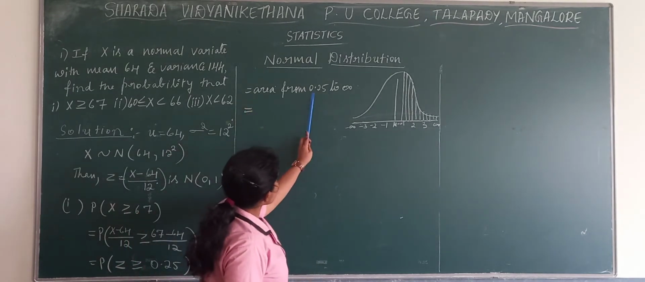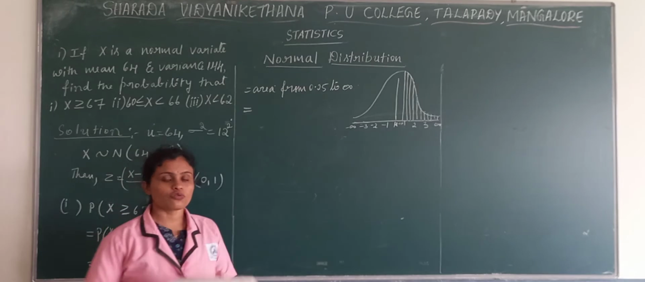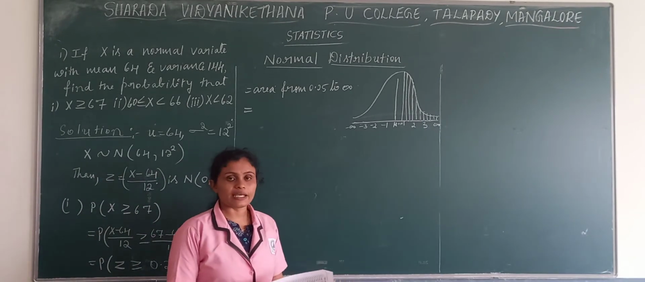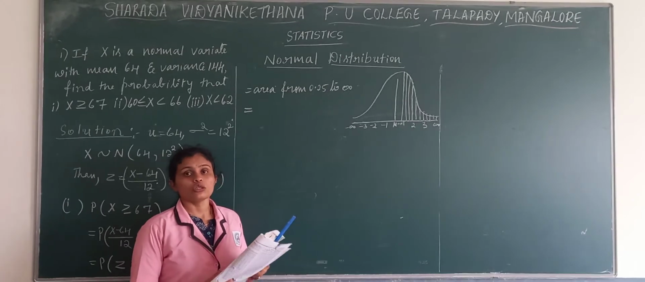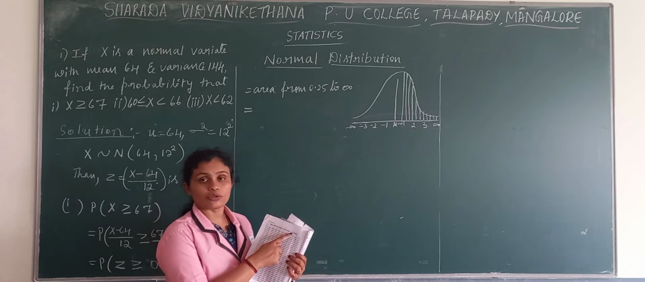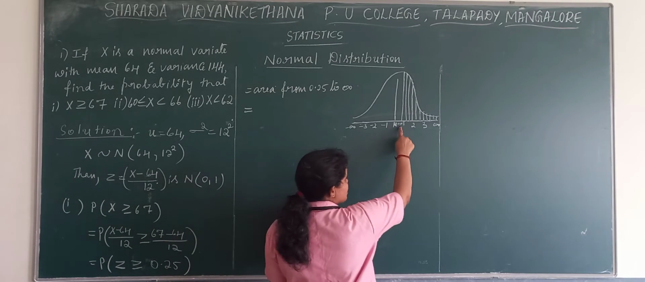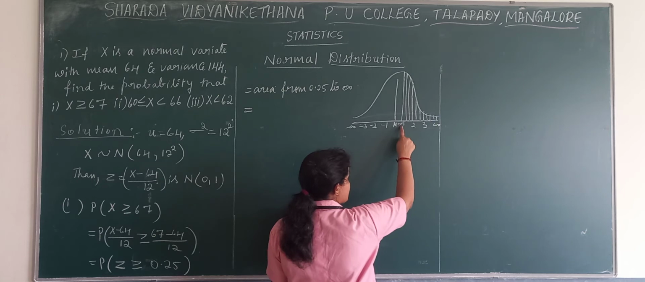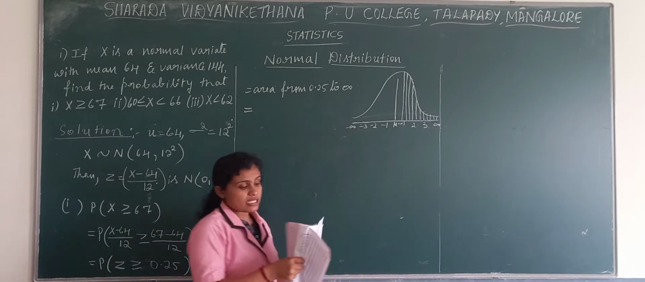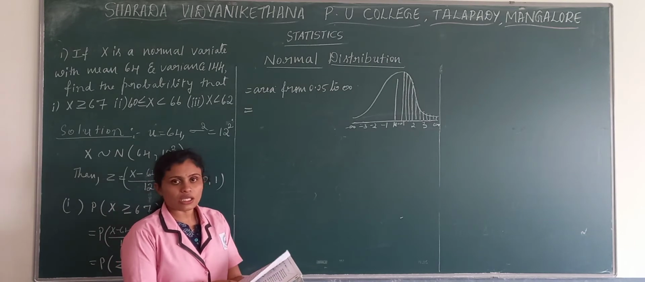Now, this 0.25 value we need to find from the statistical table. For the normal distribution, two tables are given. One is the area under the normal curve from Z to infinity, from Z to positive infinity, meaning from this particular value to infinity. This is the value of Z. One more table is there, Z to negative infinity.